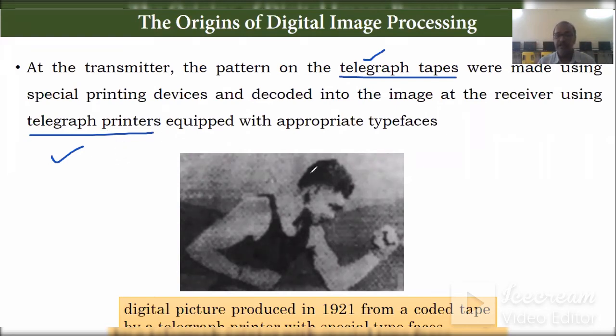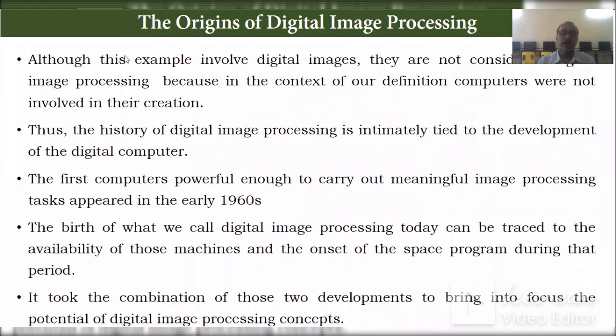Although the image is a digital image, digital computers were not used to process that digital image. Telegraph tape and telegraph printer were used for receiving and transmission, and that's why this is not a digital image processing system. Then when did digital image processing start? So when computers were developed. Although this example involves digital images, it is not considered digital image processing because as per our definition, computers were not involved in this system. And that's why we cannot say that this is digital image processing.